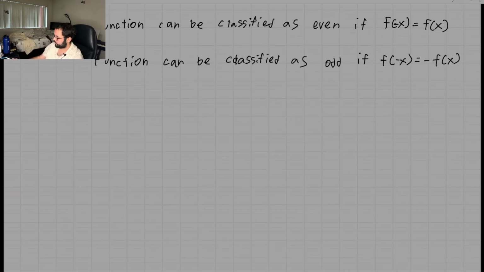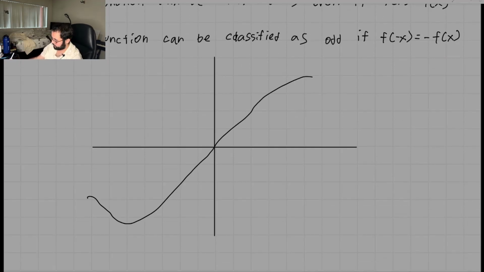Let's look at that graphically. So we already saw what an even function would look like. Let's see what an odd function might look like. So here we have some x as our input, and we have some output, f of x. If we look at negative x here, we see that the output of negative x is not equal to f of x, but it is equal to the negative of f of x.